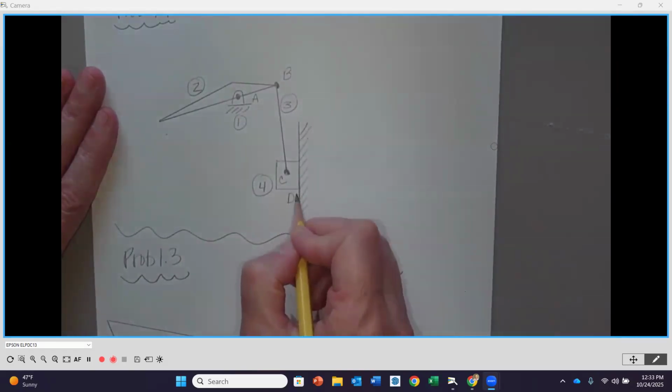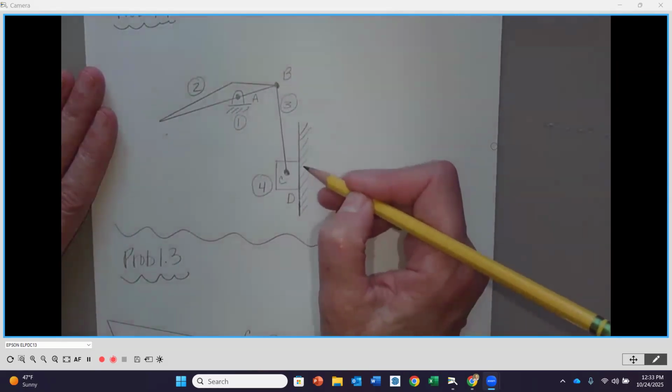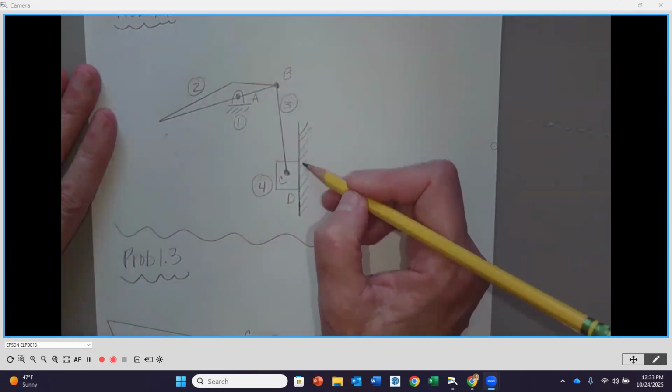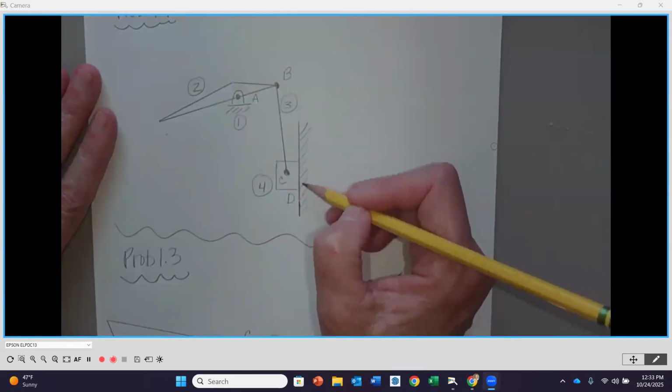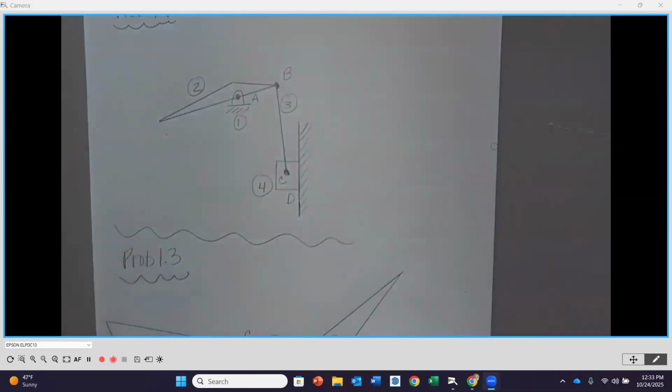but there's also going to be the connection between, in this case, the vertical constraint for the motion and the slider. So it's an extra joint that we have in there. So don't forget that one.